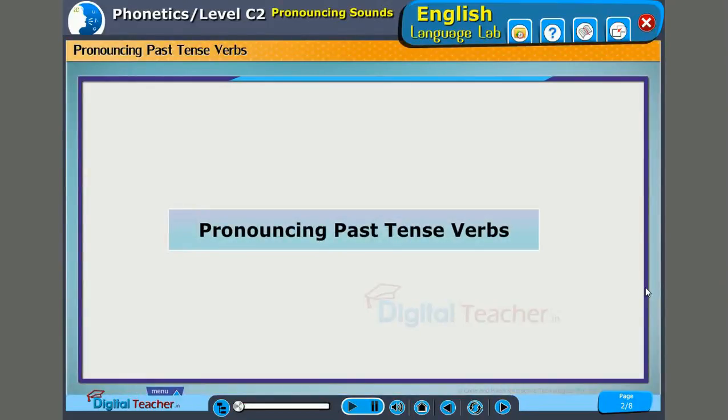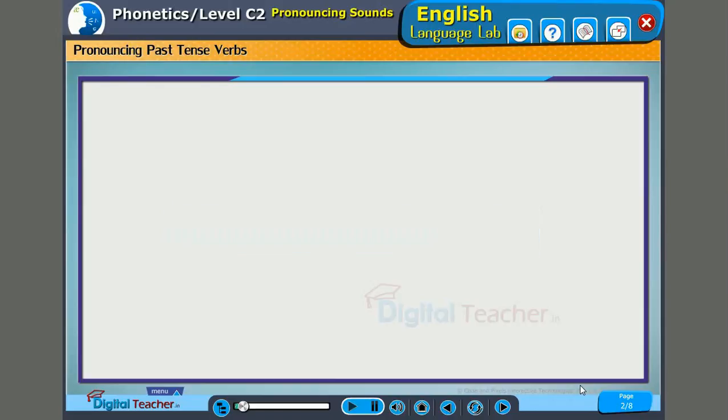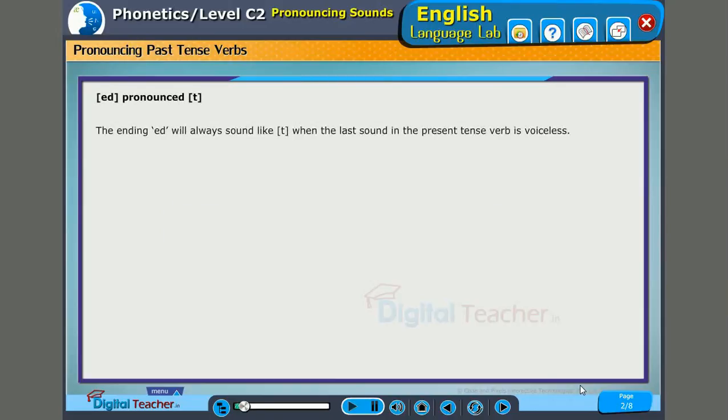Now let us understand how to pronounce past tense verbs, verbs where word endings are with ed. And how should we pronounce this ed? The ending ed will always sound like t when the last sound in the present tense verb is voiceless. Let us go through few examples.